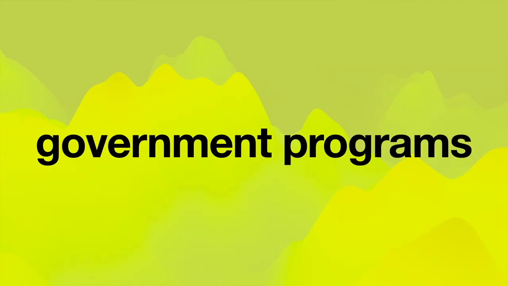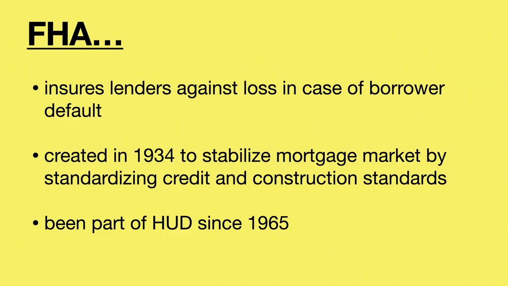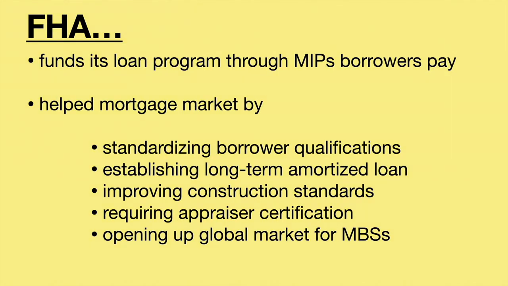Government programs. FHA-insured loans. The FHA insures lenders against loss in case of borrower default. The FHA was created in 1934 to stabilize the mortgage market by standardizing credit and construction standards. The FHA has been part of HUD since 1965. The FHA funds its loan program through mortgage insurance premiums that borrowers pay.